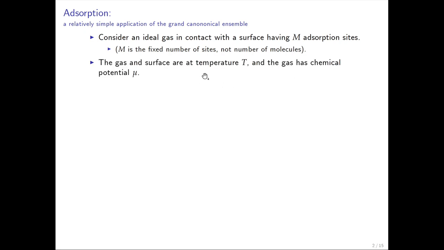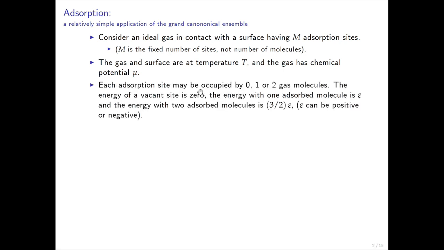The gas and the surface are at a temperature T, and the gas has a chemical potential mu. Each adsorption site may be occupied by 0, 1, or 2 gas molecules. The energy of a vacant site we'll call 0, so we'll reference all the energies from the energy of a vacant site. The energy with 1 adsorbed molecule will be epsilon, and the energy with 2 adsorbed molecules will be 3/2 epsilon. We'll consider the case where epsilon is positive or negative.